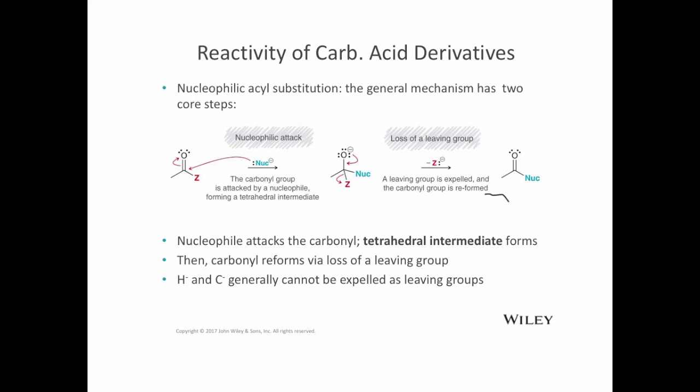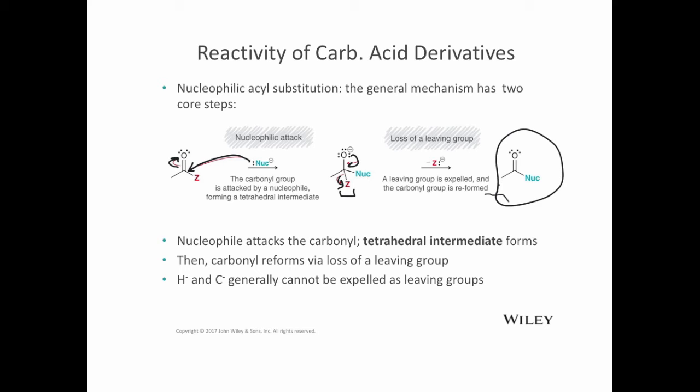The general mechanism has two core steps. The first step is that the nucleophile attacks the carbonyl carbon. So we've seen this type of step before. And then in the second step, you get the loss of a leaving group, which in this case is the Z group of your carboxylic acid derivative. And now you have a new product.